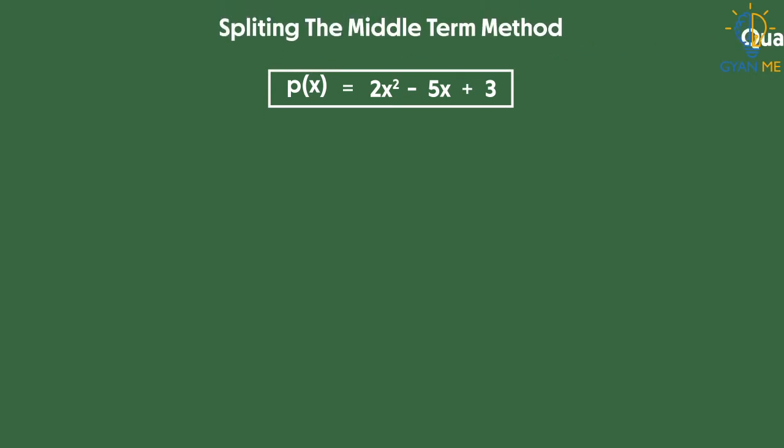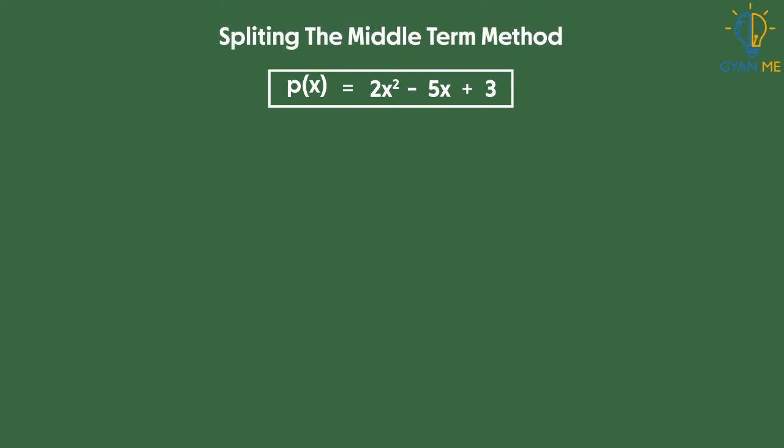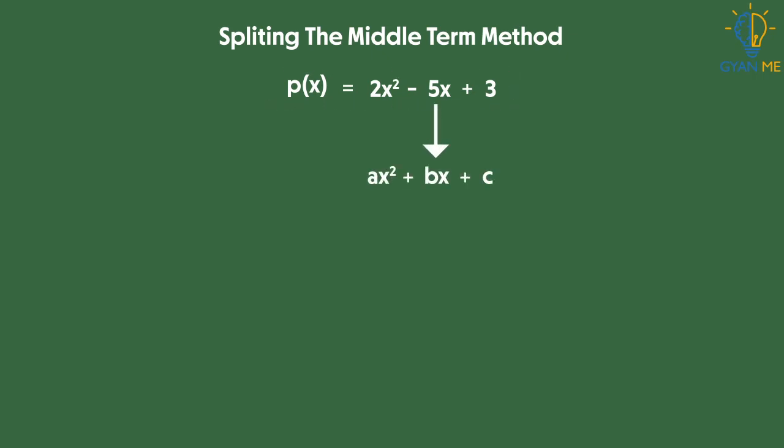Find its zeros using the splitting the middle term method. Now students, before starting, always check whether the given expression is in its standard form or not. If it is not, then first write it in the standard form and then proceed with the method.